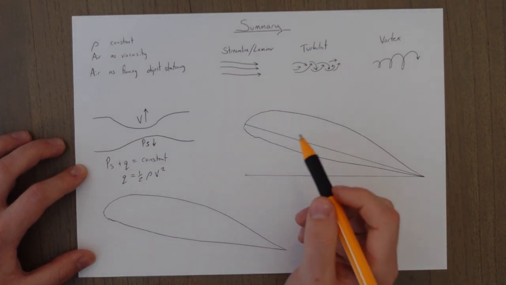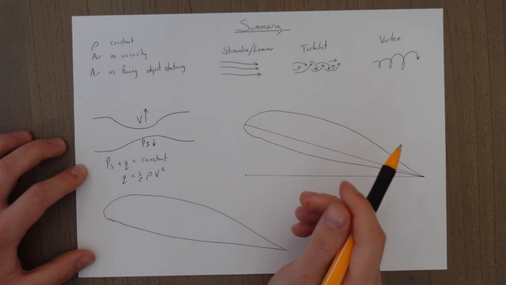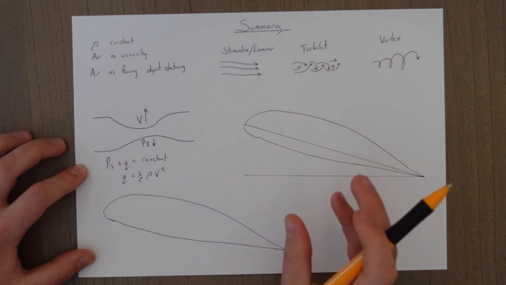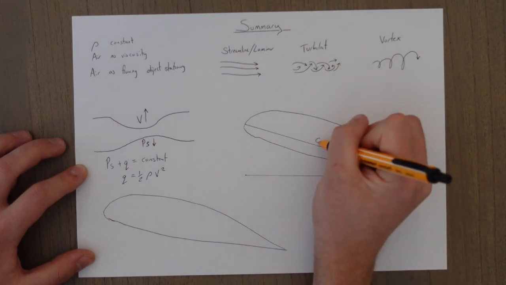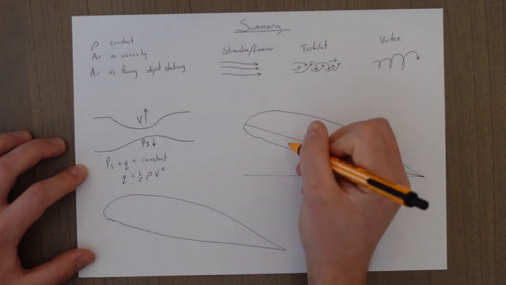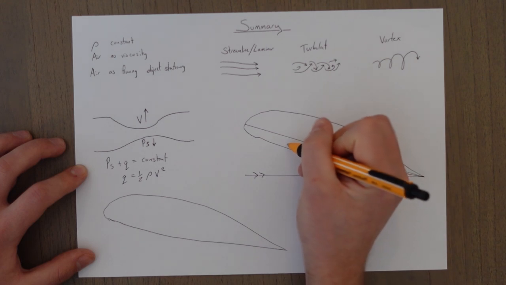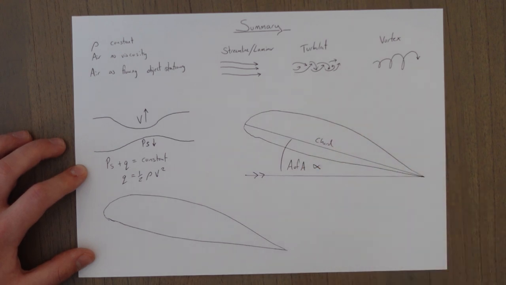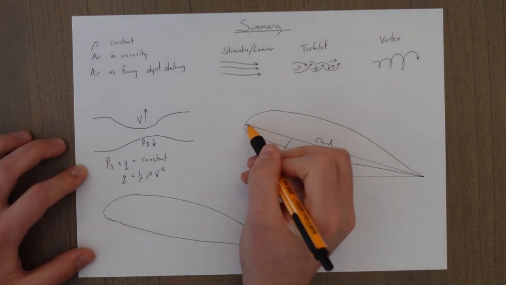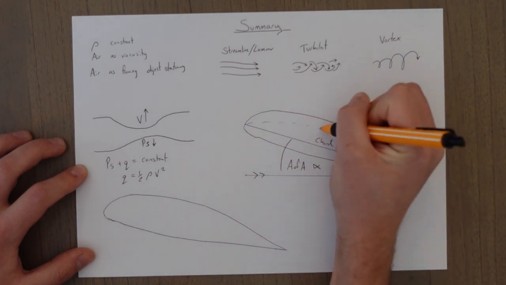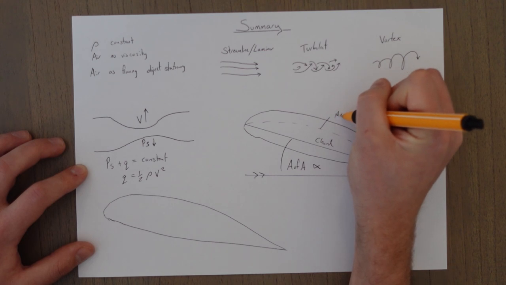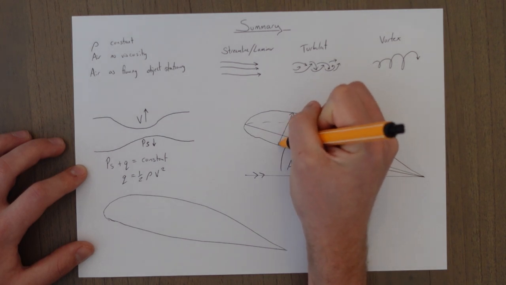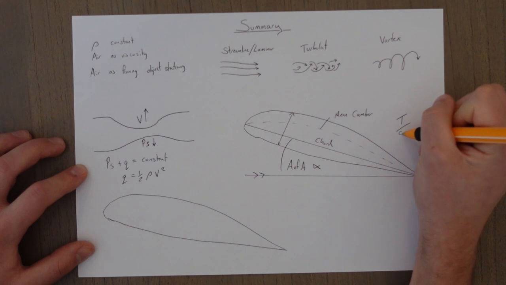Aerofoils work by creating an area of faster flowing air on top, and therefore the static pressure is lower, and that pressure differential causes the resultant force. This part here is known as the chord. The angle between the relative airflow and the chord is our angle of attack, sometimes given as alpha. The camber is this curvature, and we can get the mean camber line, which is basically the average camber. Thickness is the thickest part, and from that we can derive a thickness to chord ratio.